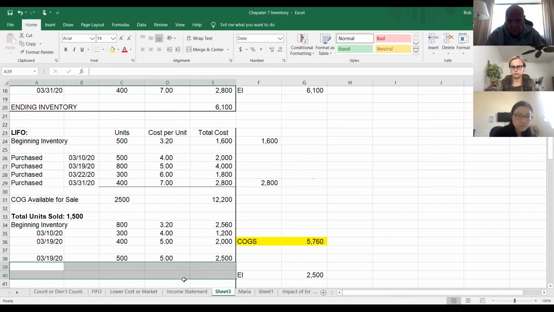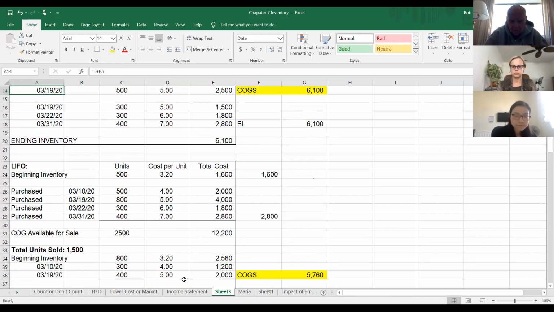Wow, boy, that was like pulling teeth, huh? Okay, here's the key takeaway. This is not too hard to do, but you can get a little goofed up like I did if you go too quickly. Under this method here, FIFO, the cost of goods sold was $6,100. Look at LIFO.